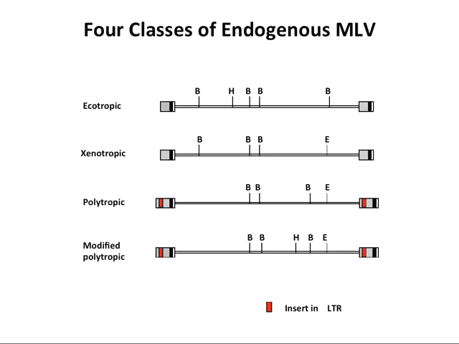So the murine leukemia viruses, the endogenous murine leukemia viruses, to which this XMRV is related. There are four classes, and they're called ecotropic, xenotropic, polytropic, and modified. These are just diagrams of their genomes for you to look at. The original names are based on host range that was determined a long time ago. Ecotropic, for example, means that these viruses will infect the mouse that they're made in, but not other animals.